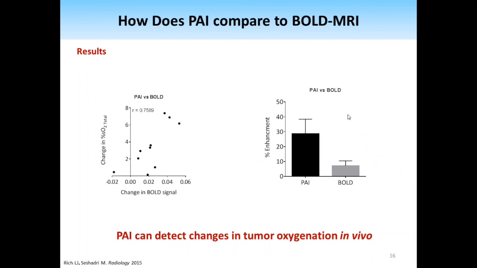And finally, we wanted to compare the enhancements. So we wanted to see the relative percent increase in signal for our photoacoustic imaging versus BOLD-MRI. So essentially trying to see how sensitive photoacoustic imaging is to these changes in oxygen following carbogen inhalation. And what was very interesting to see is that photoacoustic imaging showed almost a 30% increase, whereas BOLD-MRI was around 8% increase. So we definitely had a considerably higher enhancement with photoacoustic imaging compared to BOLD-MRI.